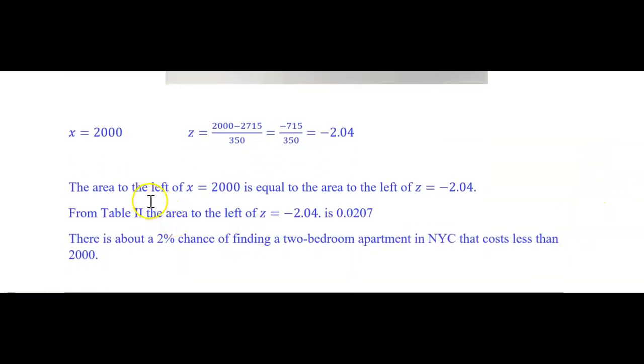The area to the left of x equals 2000 is equal to the area to the left of z equals negative 2.04. From table 2, this is what I just showed you. So therefore, there is about a 2% chance of finding a 2-bedroom apartment that costs less than 2000. But this is the answer, because they ask for a probability, right? So when they ask for the probability, you don't put 2%, you put the decimal portion, right?